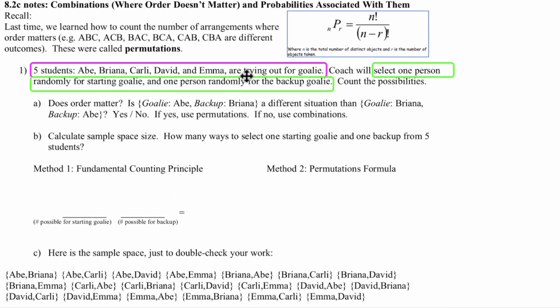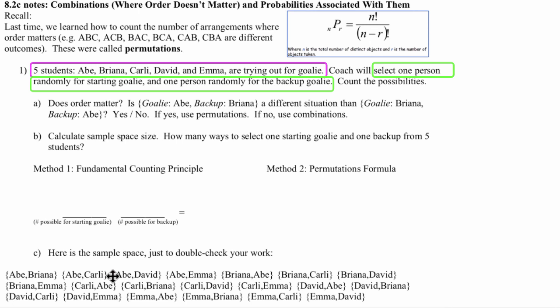Because this is such a small problem, from 5 we're picking 2, we can actually count the possibilities. You can have Abe, Brianna; Abe, Carly; Abe, David; Abe, Emma; Brianna, Abe; Brianna, Carly; Brianna, David; Brianna, Emma; Carly, Abe; Carly, Brianna; Carly, David; Carly, Emma; David, Abe; David, Brianna, etc. We could actually just count that, but we're not going to list the sample space, because when these numbers get bigger, it gets insanely large.